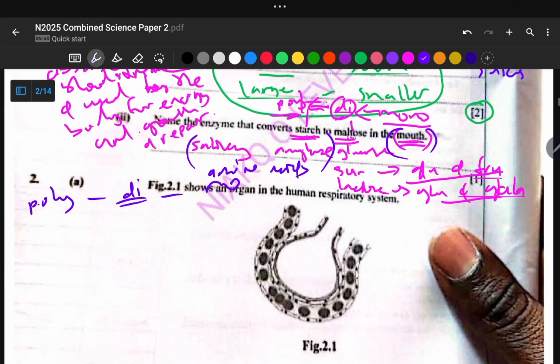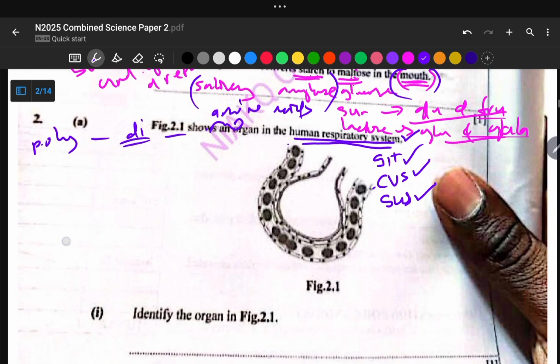So the next part says Fig 2.1 shows an organ in the human respiratory system. You should appreciate the general anatomy and structure of these four systems: the respiratory system, the GIT, or the alimentary canal, or the gut system, the CVS, the cardiovascular system, and the genitourinary system, right? You should know the anatomy of the simplest structures. All right. So we now dive into the question.